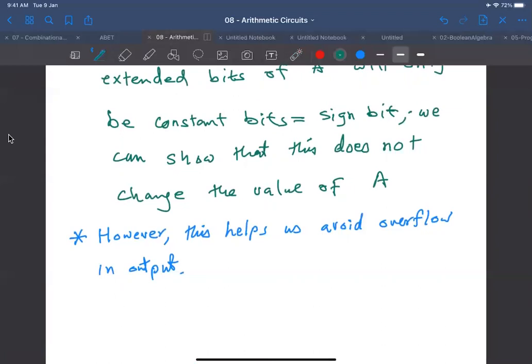However, it helps us avoid overflow in the output, because it increases the range of the numbers that we can represent in the output, not in the input.